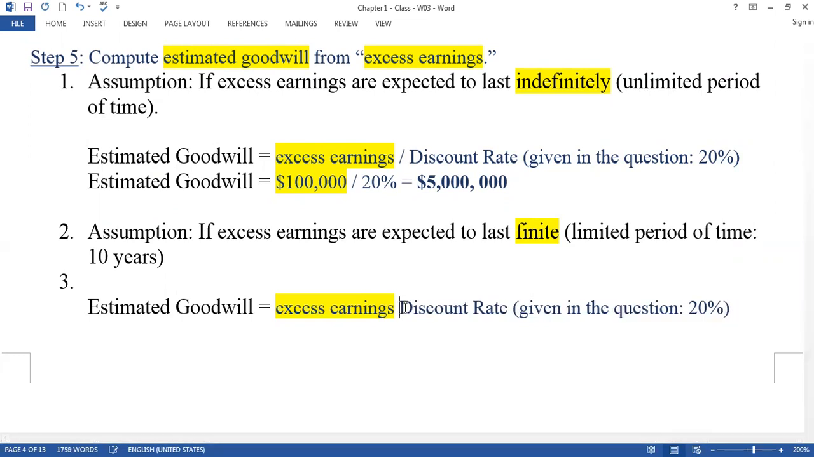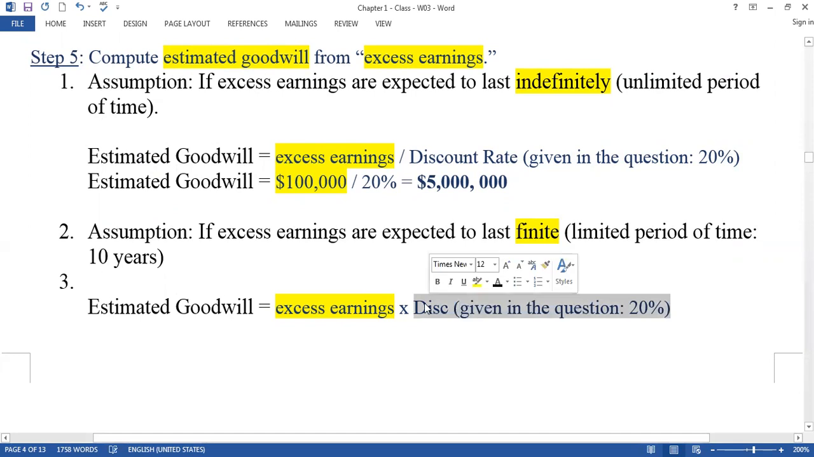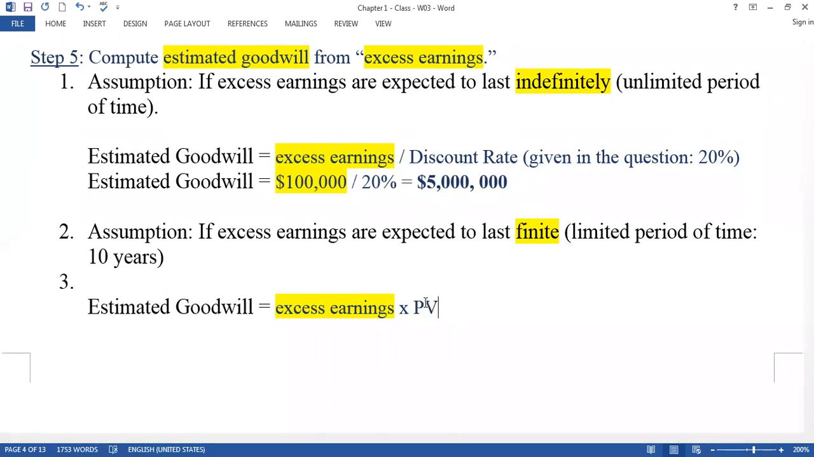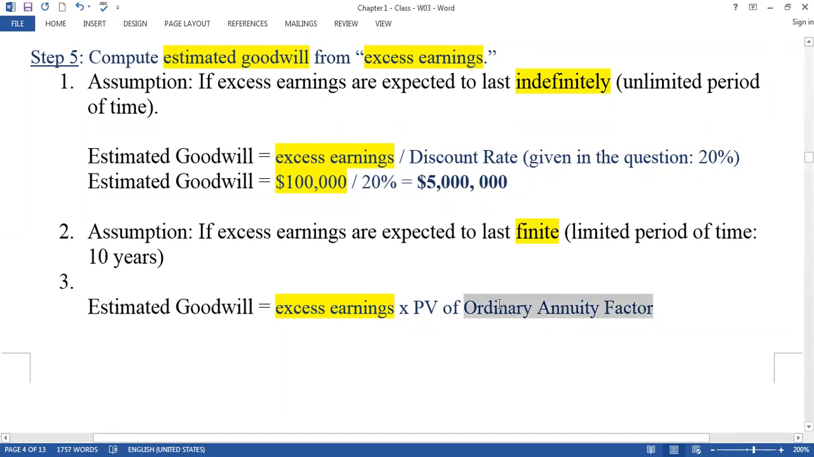Excess earnings times present value, okay? PV means present value. Present value of ordinary annuity factor. So now we have to use the present value of ordinary annuity table.